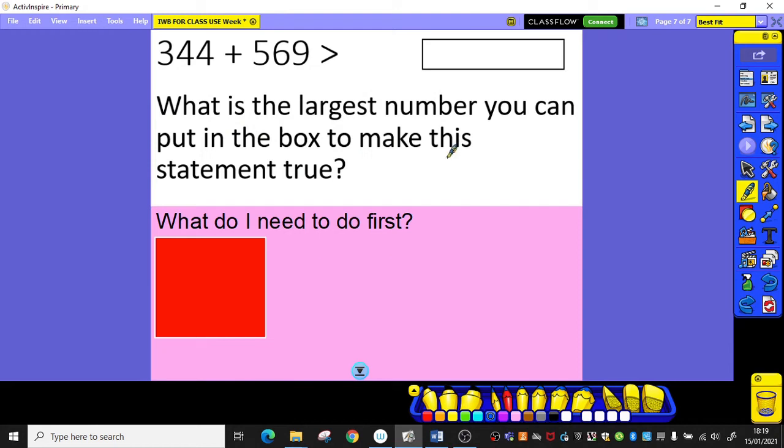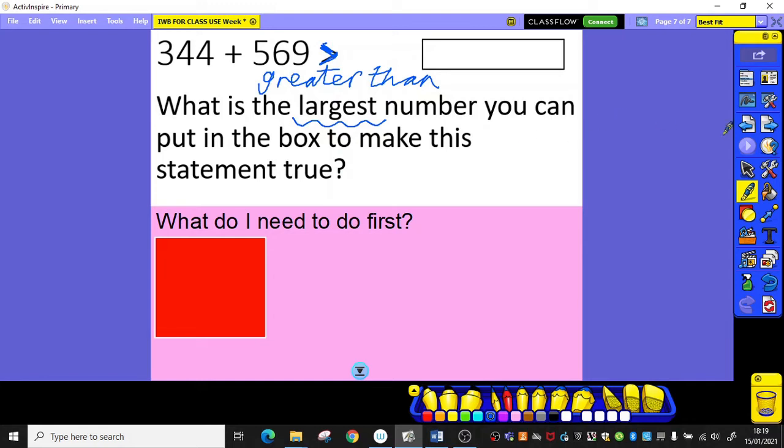This is a very similar problem, but on this occasion it asks me what's the largest number, not the smallest. It's really important you read the question carefully. What's the largest number I can put in this box to make this statement true? 344 add 569 is greater than. So my symbol has been reversed. This symbol now means greater than. Okay, we can highlight this symbol here to show the one that we are talking about.